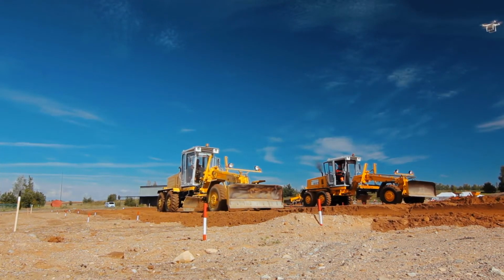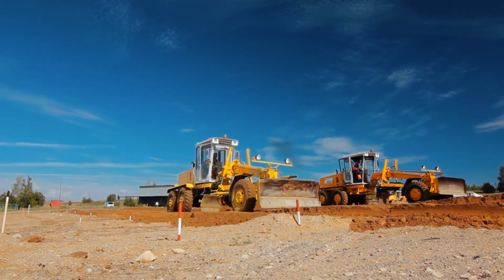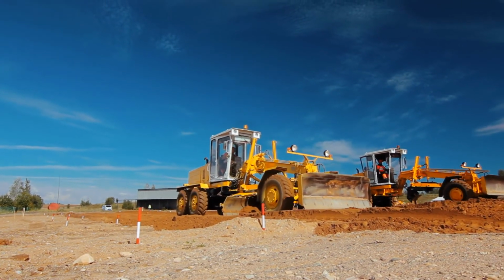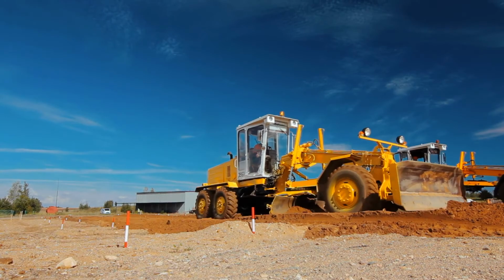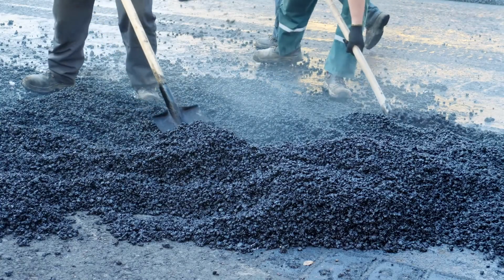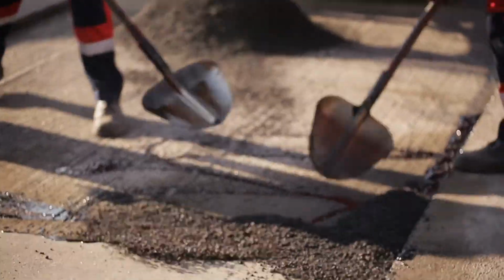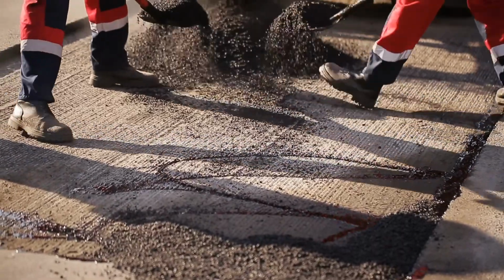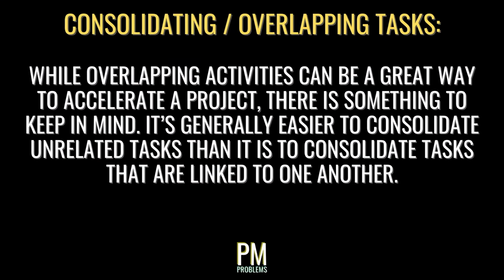In the world of construction, many processes are staggered in this fashion to shorten timelines. A paving company will have one crew prepping the ground that a new road will sit on, with a second crew following them putting down crushed stone, and a third crew behind them laying down asphalt. While overlapping activities can be a great way to accelerate a project, there is something to keep in mind.